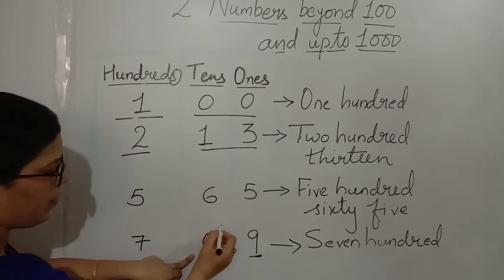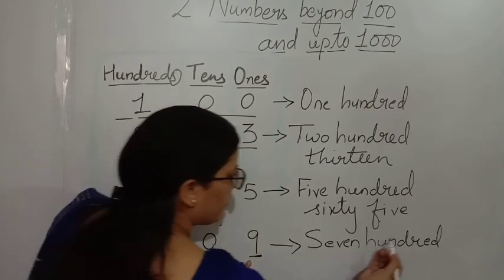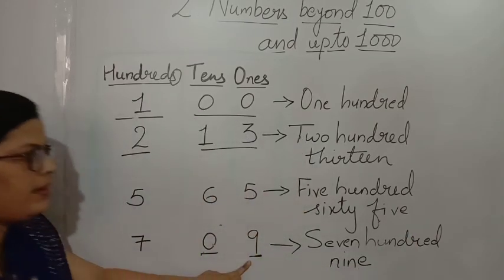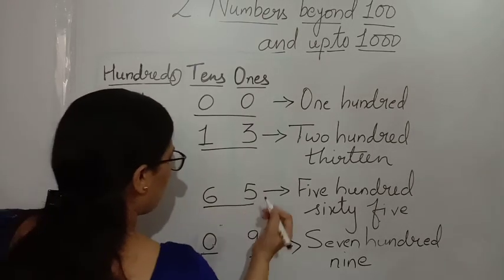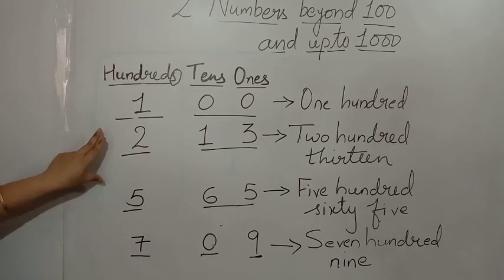09. We do not write anything for 0, so we directly write the number name of 9. Seven hundred nine, 709. Clear? In this way you have to divide the three-digit number in two parts, and you can read or write the number name easily.